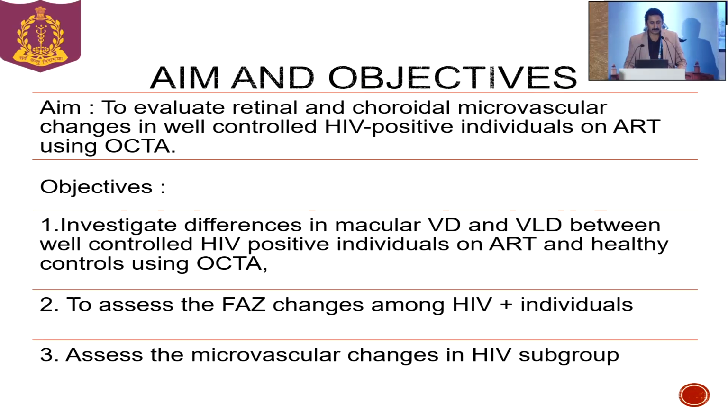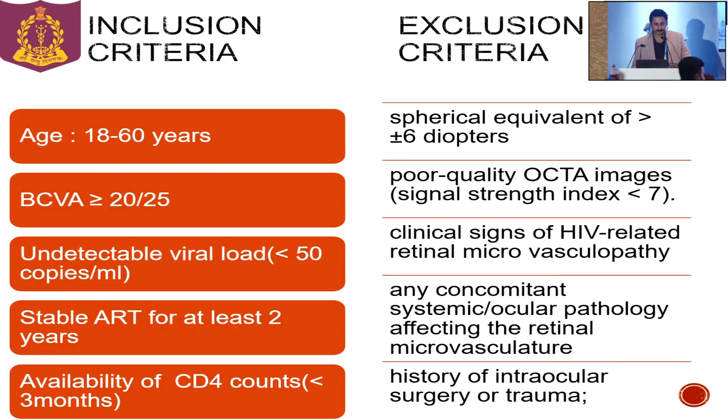Primary objective is to investigate differences in macular vessel density and macular vessel linear density between well-controlled HIV positive individuals on ART and healthy controls using OCTA. Secondary is to assess the foveal avascular zone changes among HIV positive individuals. And the last objective is to assess the microvascular changes in HIV positive subgroups.